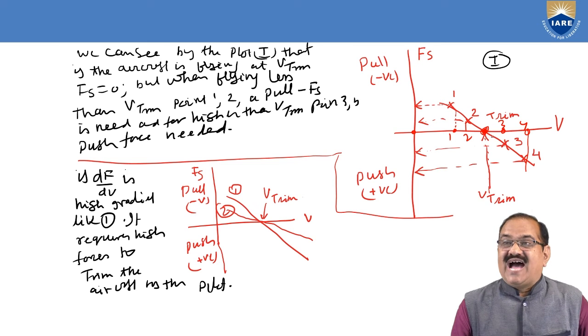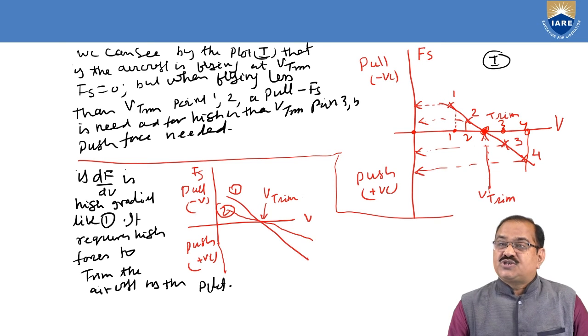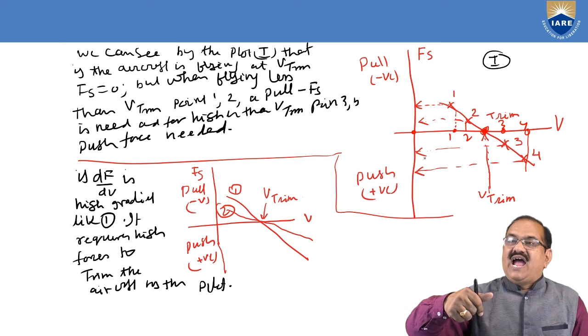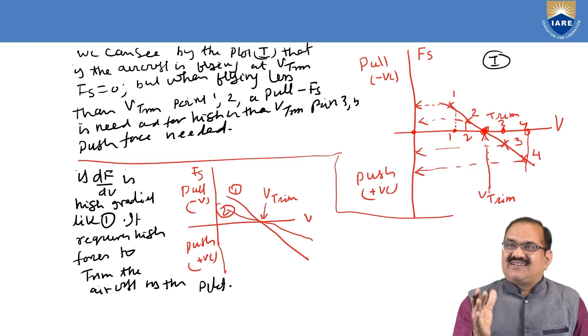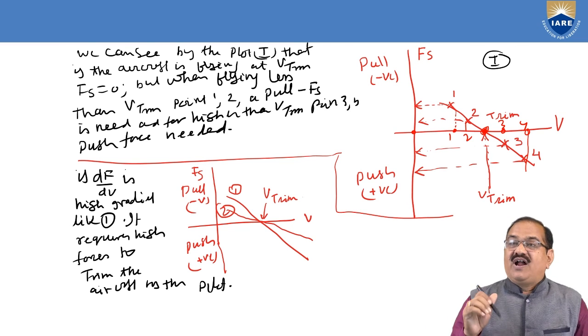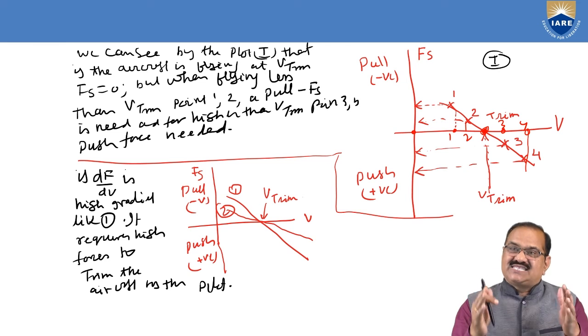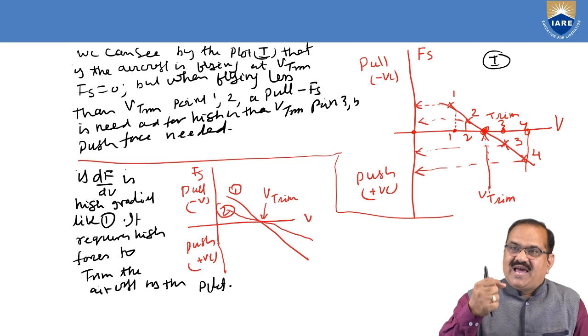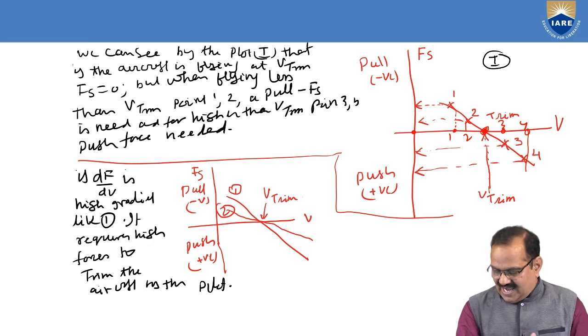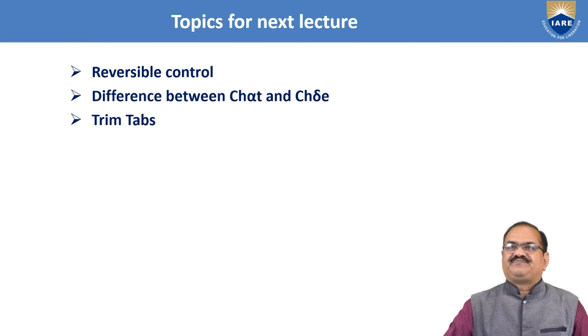If you want to fly at higher speed, we need to push the stick, meaning we have to move the stick forward. And if you want a lesser speed than the trim speed, we have to pull the elevator. However, if you want to apply less force, then the slope of dF/dV should be less. Then we can get the lesser effect.